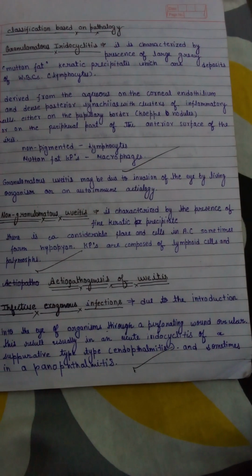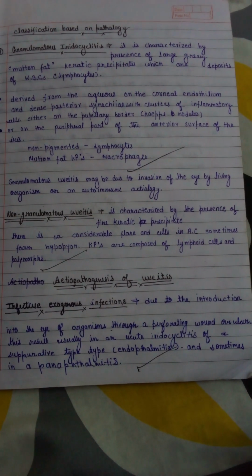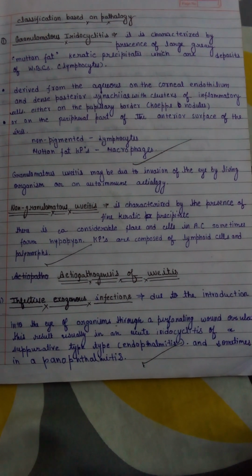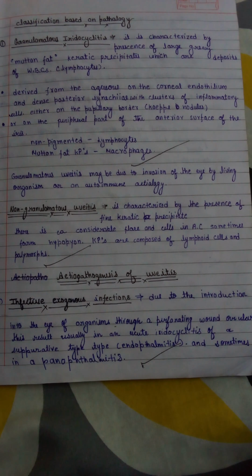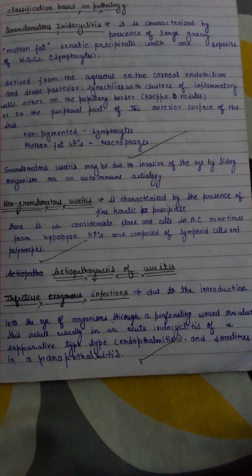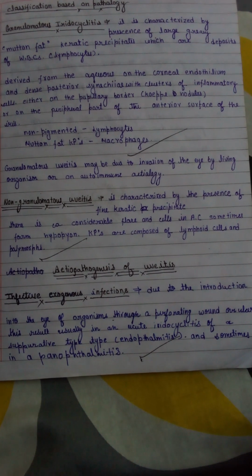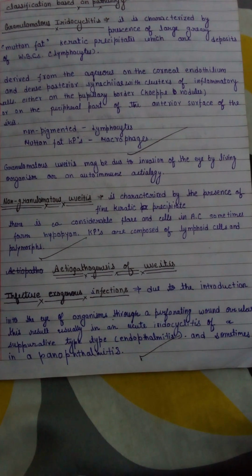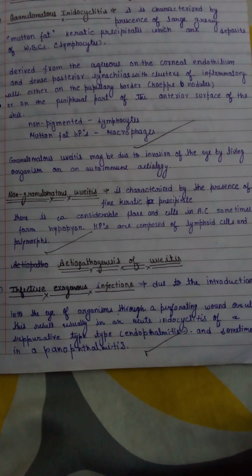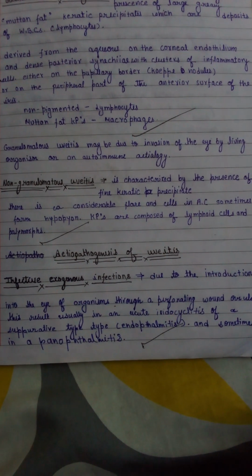It is characterized by the presence of fine KPs. There is a considerable flare and cells in the AC, sometimes forming hypopyon. So hypopyon, as you know, is pus in the anterior chamber. KPs are composed of lymphoid cells and polymorphs. These are types of WBCs.